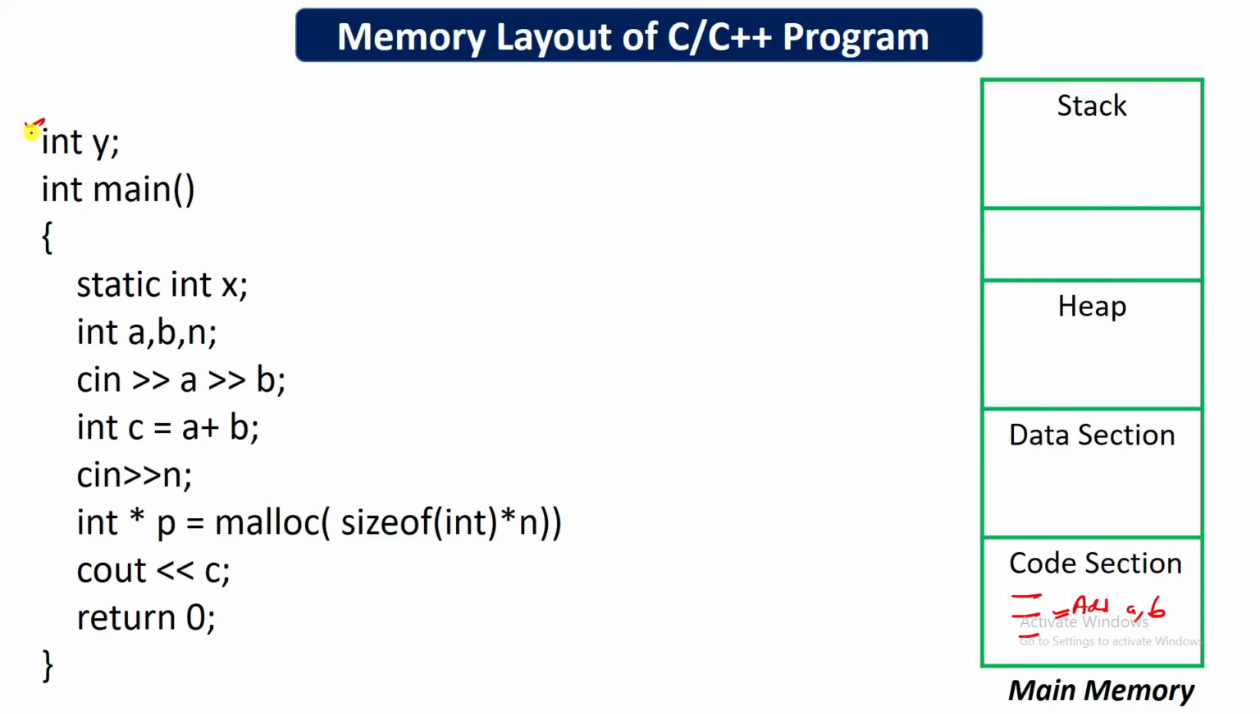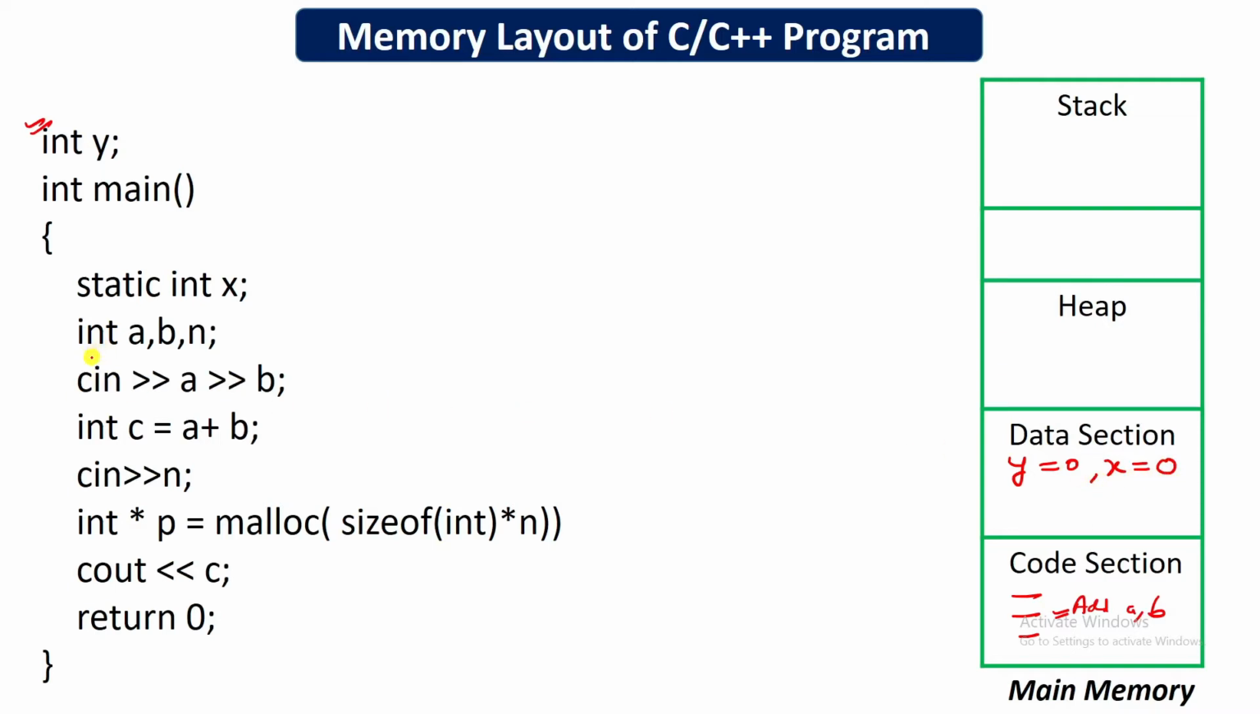So basically this is a global variable. As I told you, global variables and static variables are stored inside the data section. So y will be stored here. And what will be the initial value of the global variable? It will be 0, right? The static variable x will again be stored here. The initial value for the static variable is 0, as we know, and it will be stored here.